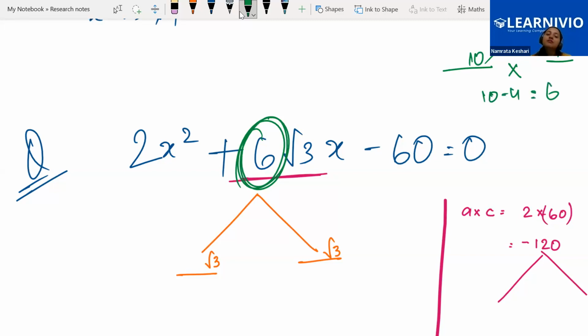We got how to split the middle term: one of them will be 10 √3, another will be 4 √3. Okay, subtracted together they will generate plus 6 √3. The first term we will copy paste as it is. Okay, the last term we will copy paste as it is, and we are done.